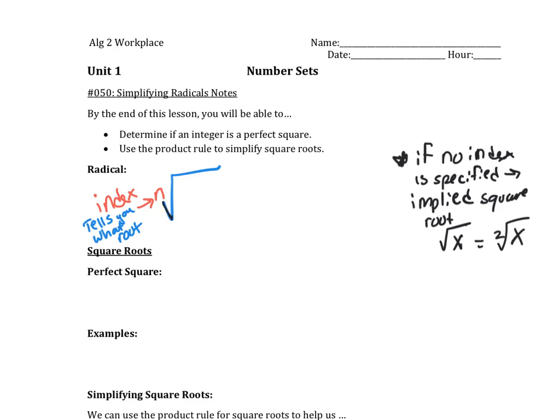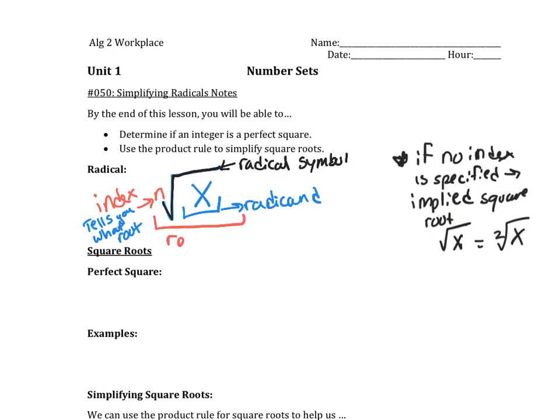Then we have this root symbol here, which is called the radical symbol. And whatever we're taking the root of is the radicand. And then this whole thing together is the radical, with the index, the radical symbol, and the radicand.